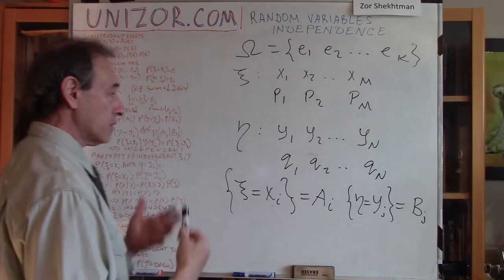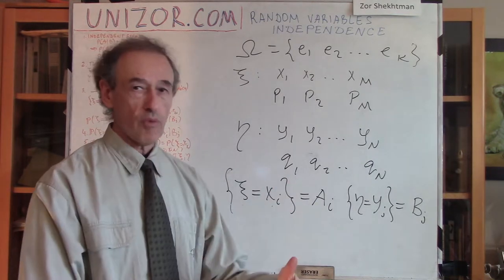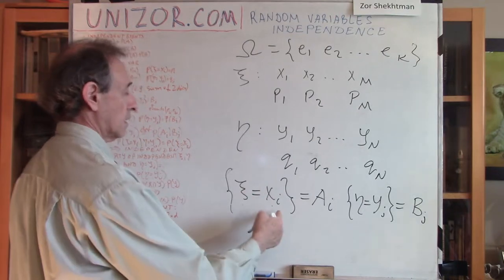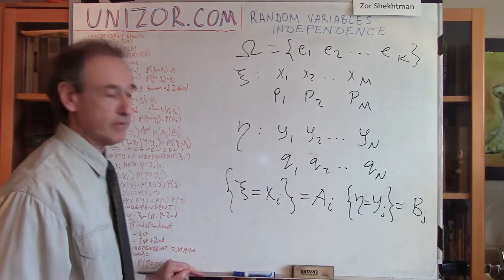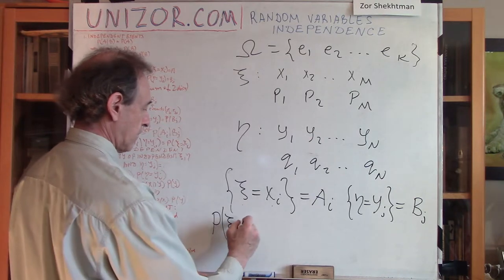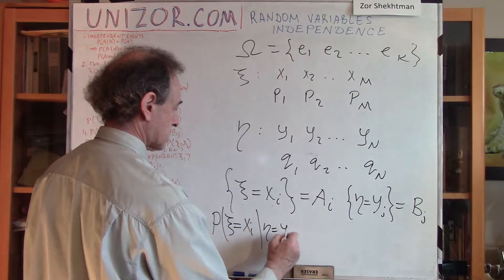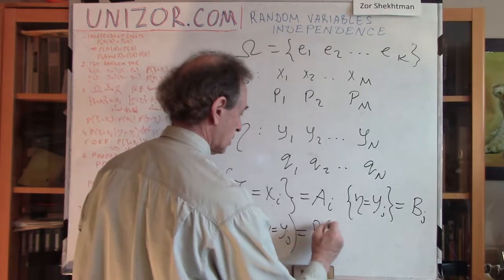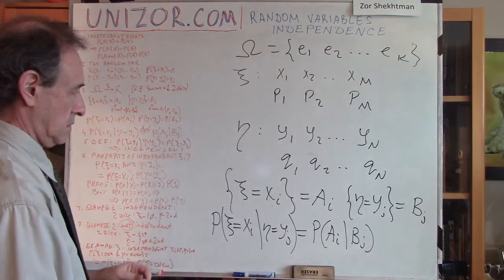Now, we can say that a random variable taking any particular value is transformed into the language of events. And I can now define the conditional probabilities of random variables through the conditional probabilities of events, namely the conditional probability of a random variable xi taking xi under the condition of random variable eta taking yj is, by definition, the conditional probability of event Ai under the condition of Bj. So this is a definition.